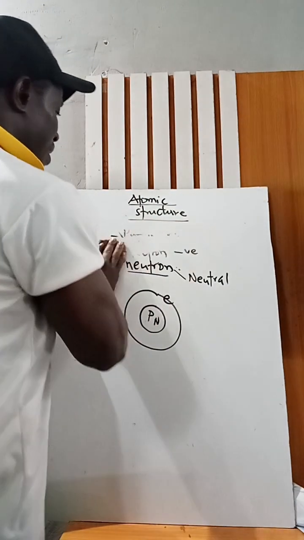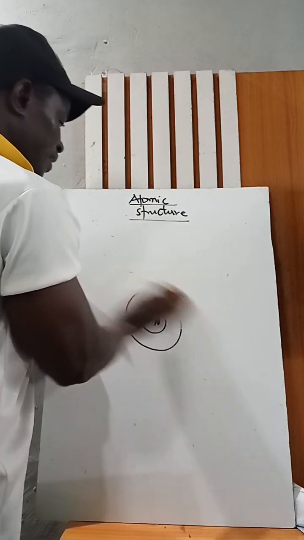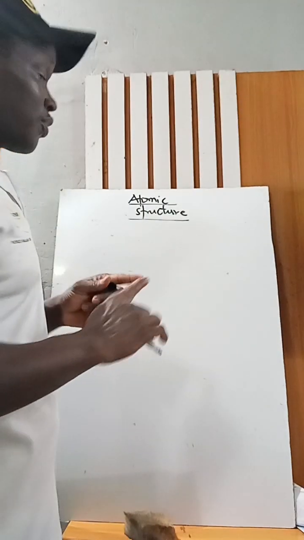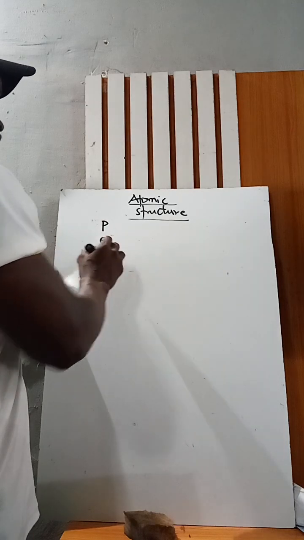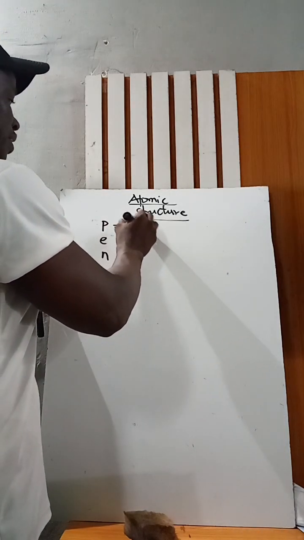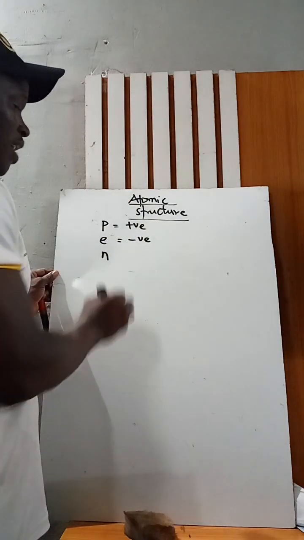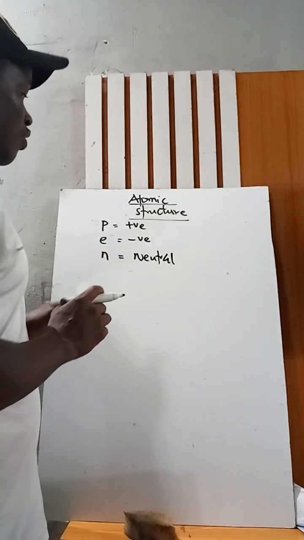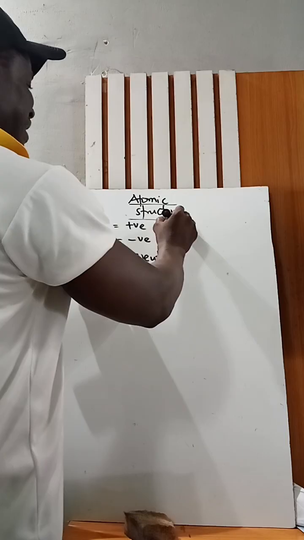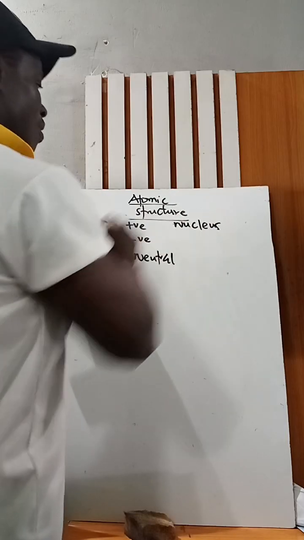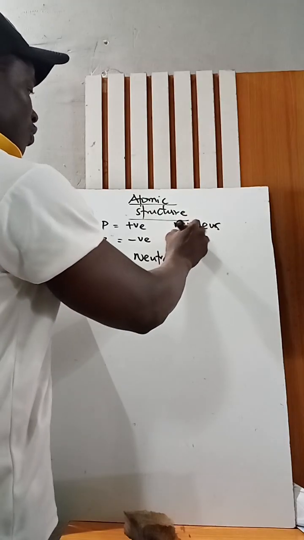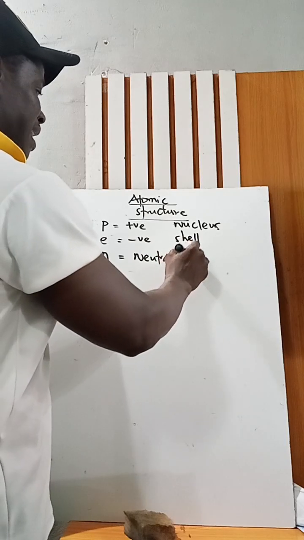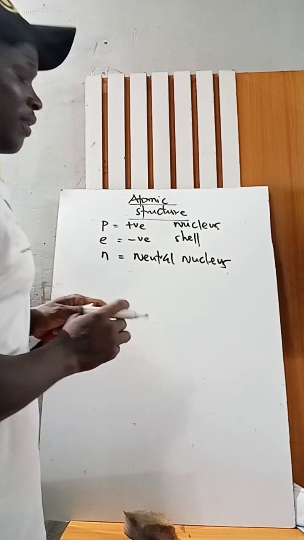Okay, that's not all about that. Now pay attention very well. We have noted the particles which are proton, electron, and neutron. What is the charge? Proton is positively charged, electron is negatively charged, and neutron is neutral. Where is proton found? It's found inside the nucleus of an atom. Electron is found on the shell. Neutron is found inside the nucleus of an atom.